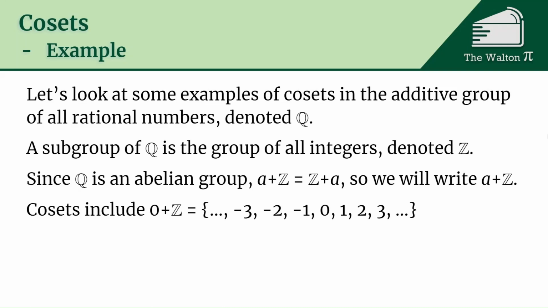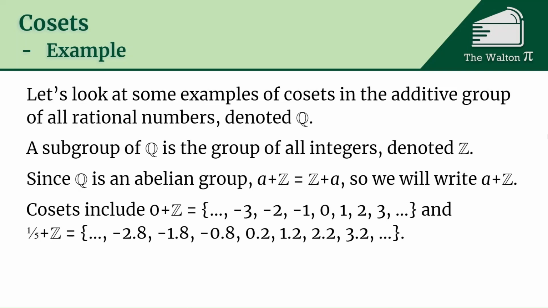So let's look at some cosets. We have 0 plus Z, which is the set containing -3, -2, -1, 0, 1, 2, 3, 4, 5, and so on. That is one such coset. Another coset is 1/5 plus Z. So that's going to be all the elements that look like -3.8, -2.8, -1.8, -0.8, 0.2, 1.2, 2.2, 3.2, and so on. All of these are in that coset. All of these are representatives of that coset. And so here are two different cosets in the additive group of all rational numbers.